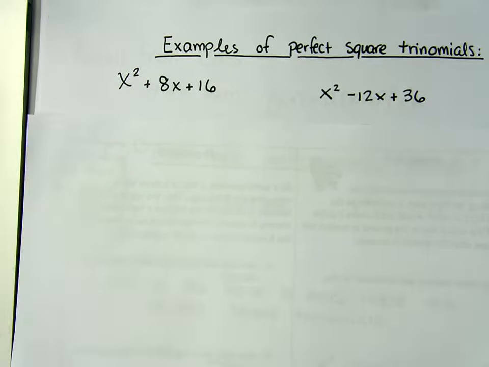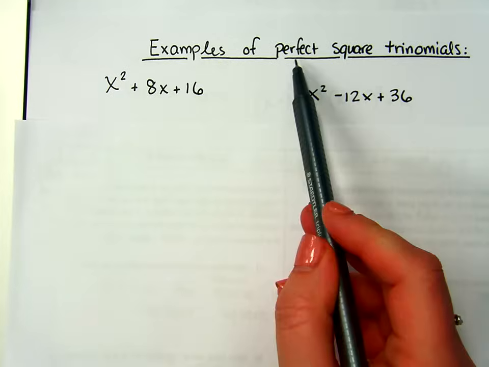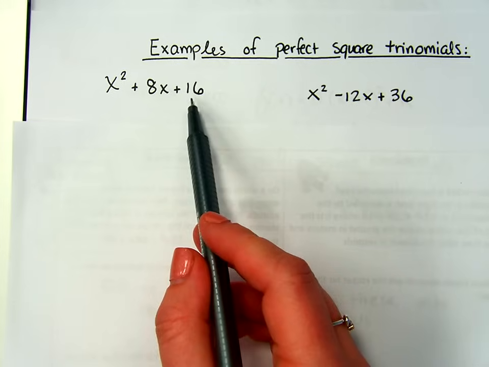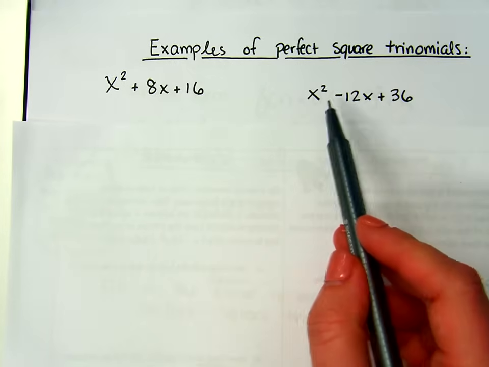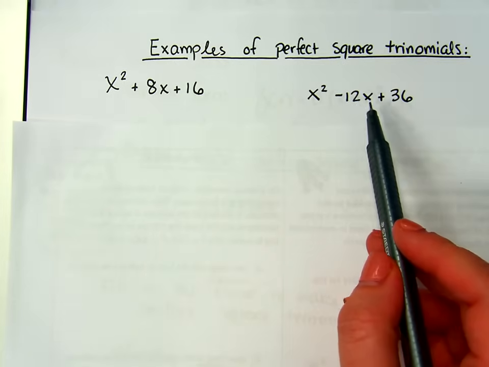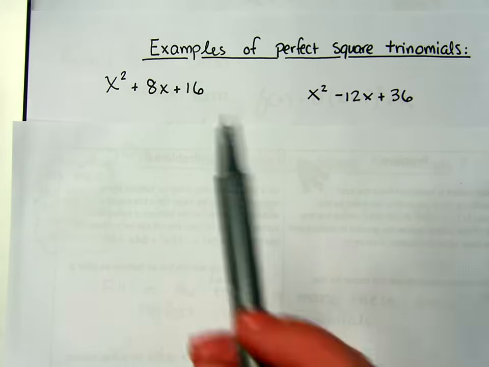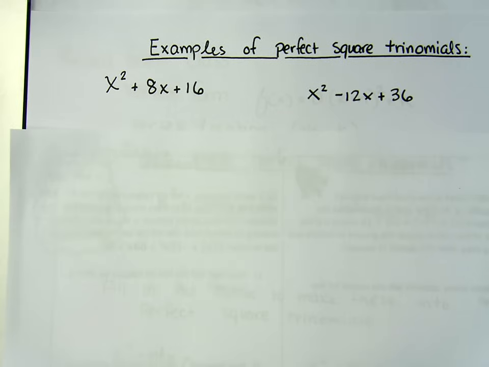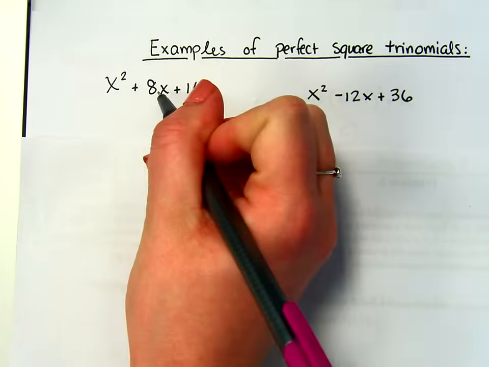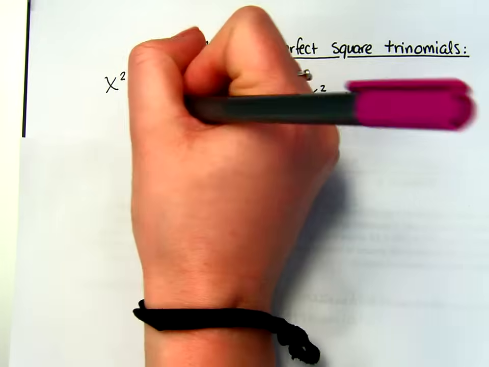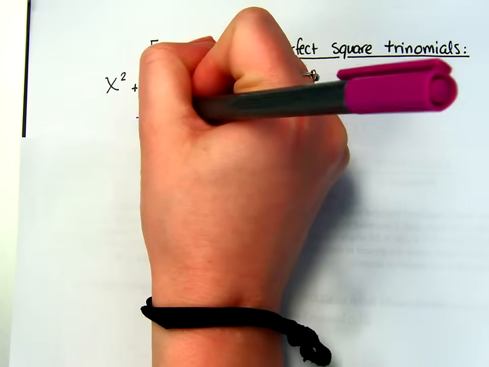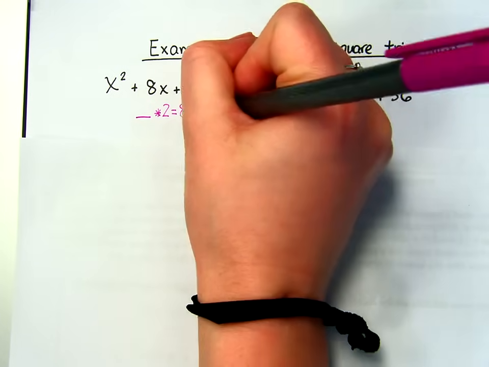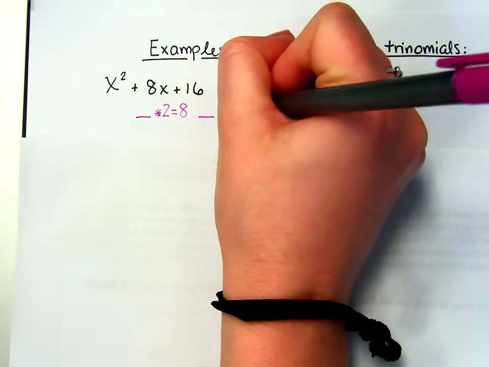Hi guys, here are a few other examples of perfect square trinomials. So we have x squared plus 8x plus 16, and then we have x squared minus 12x plus 36. So the reason that x squared plus 8x plus 16 is a perfect square trinomial is if we start with our number 8, like Mrs. Nathal just went over, some number times 2 needs to equal 8, and some number squared needs to equal 16.